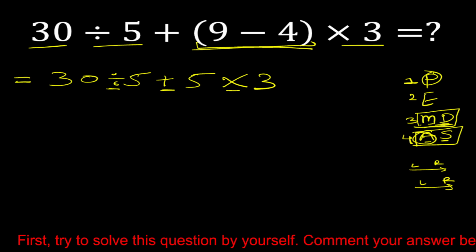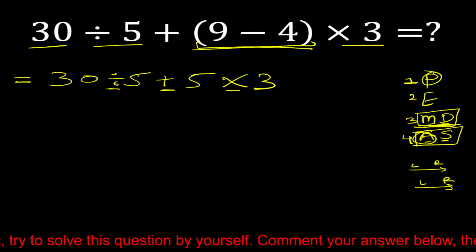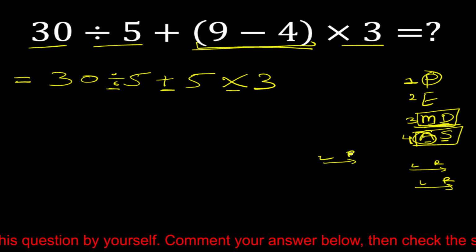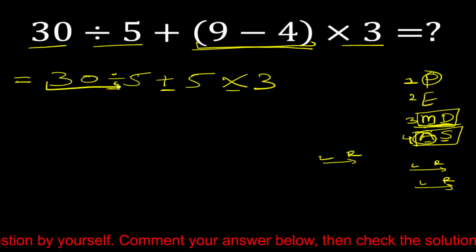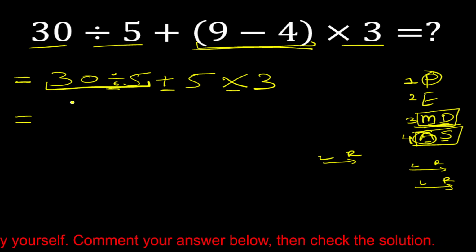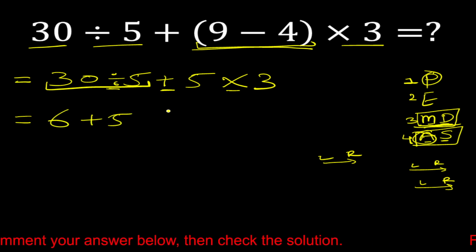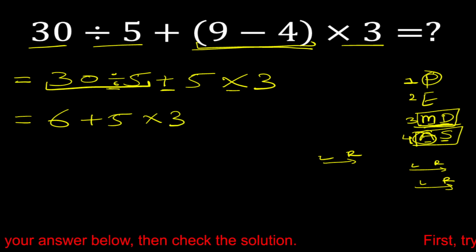So now let's solve multiplication and division. But multiplication and division both have equal priority, so we have to solve it from left to right. So first we have to solve this division. So 30 ÷ 5 is equal to 6, + 5 × 3.